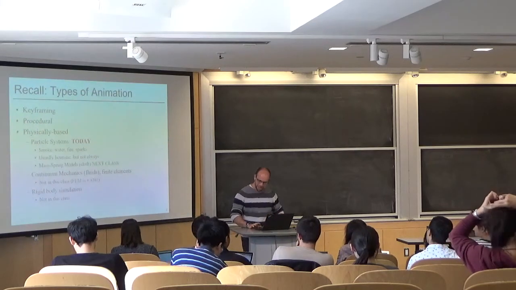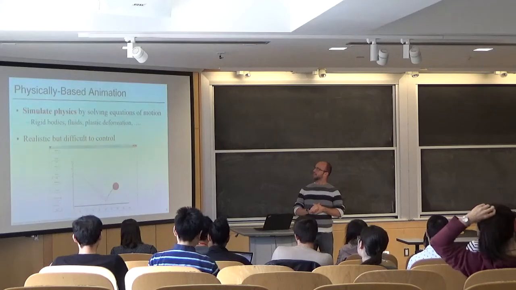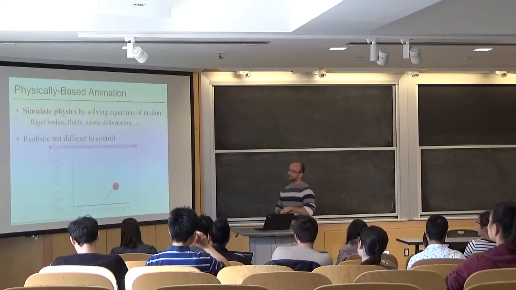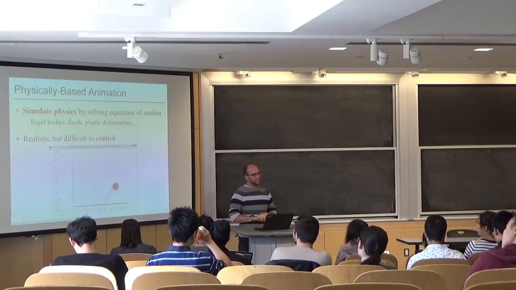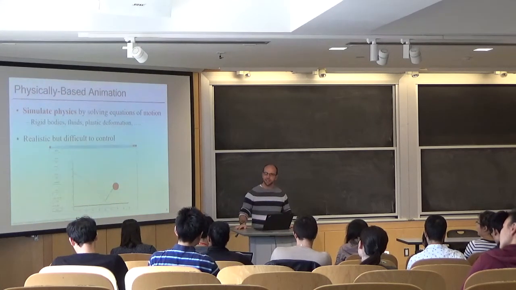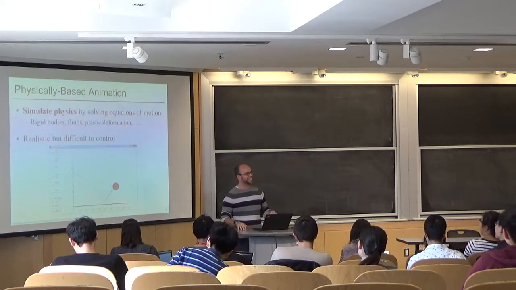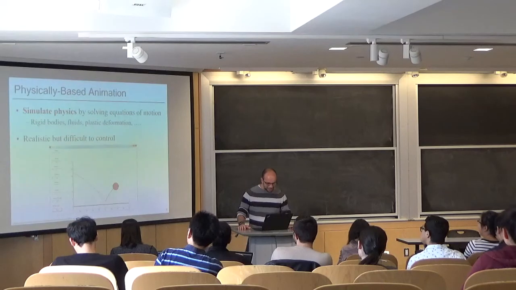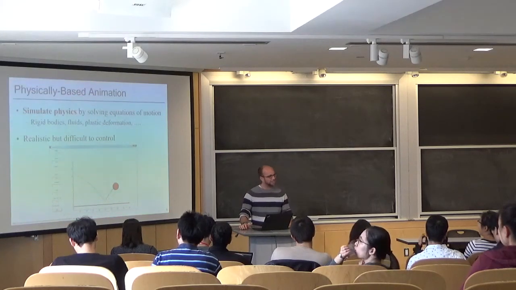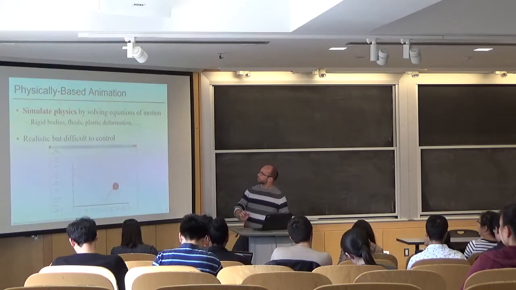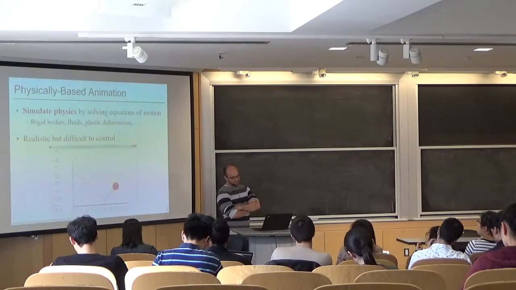Okay, so today we'll be talking about physically based animation, and the basics of physically based animation are more or less what you'd expect, right? We simulate physics by solving the equations of motion, and these are exactly what you saw in whatever physics class MIT undergrads are supposed to take. But in any event, all these equations that essentially come from F equals ma are going to come back into play here. And that's true not just for rigid bodies, but also for fluids, plastic deformation, and so on.